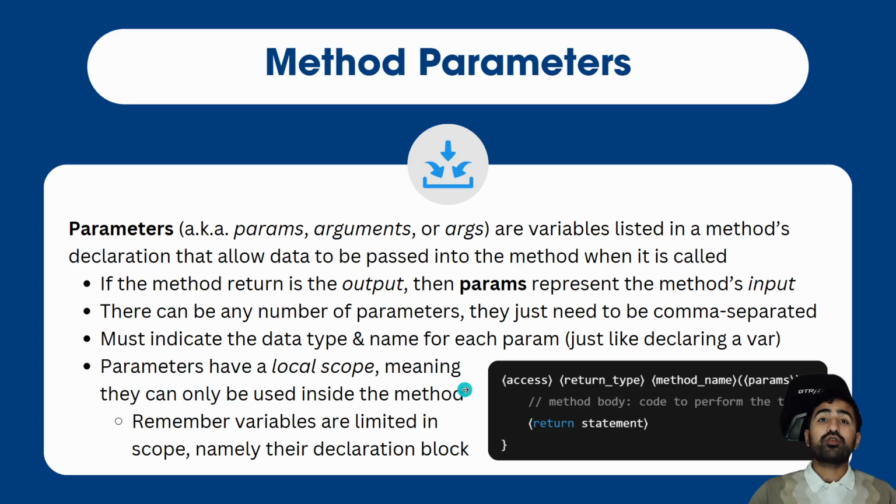So parameters have local scope. So these variables that you define, they look like variables. Again, we call them params, though, parameters. Their scope exists only inside the method. So whatever you define here is not going to exist outside the method. So remember scope, right? Wherever a variable is defined is where you can use it. So for methods, whichever method you define the params for, it's only going to be usable in that method. Remember, variables are limited in scope, namely their declaration block. So think of params as like input variables.